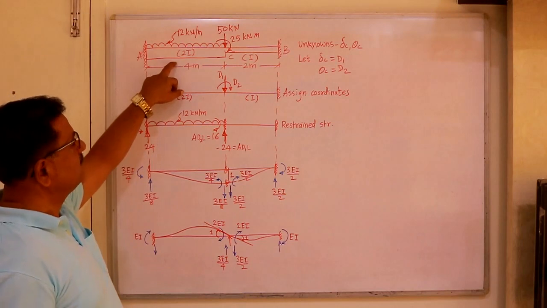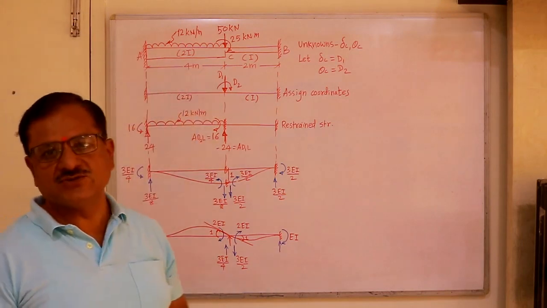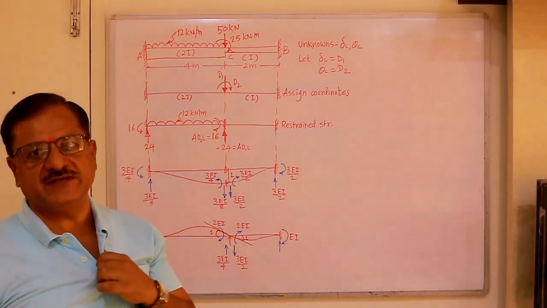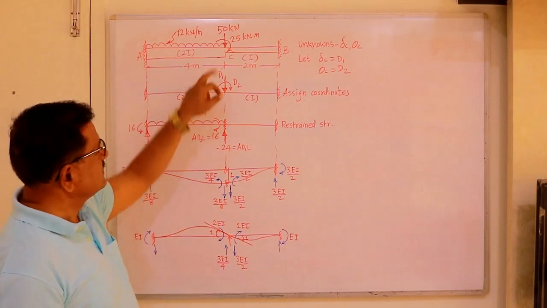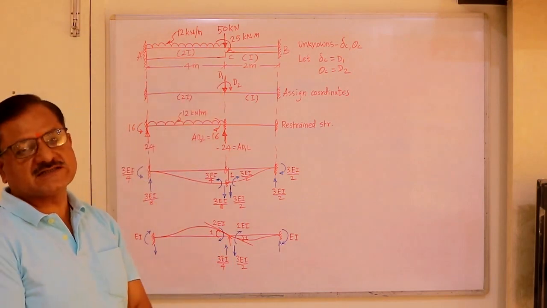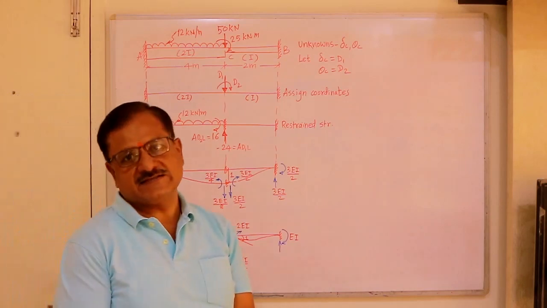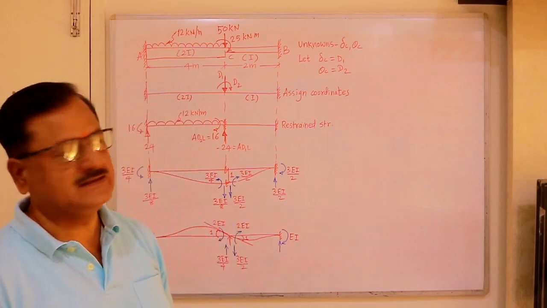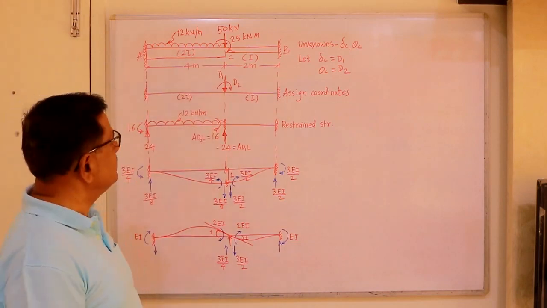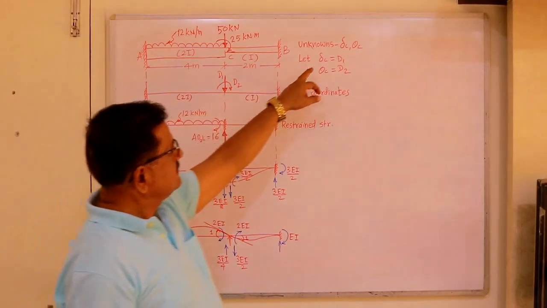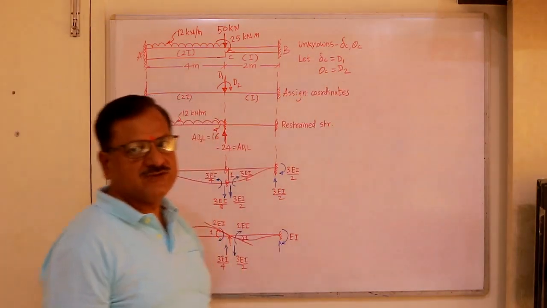Here it is 2I. Now both the ends A and B are fixed, meaning there are no unknowns at A and B. Both deflection and slope at A and B are 0, but there is a change in cross section at C. Let's consider unknowns at C: delta C and theta C, the vertical deflection at C and the rotation at C. So let delta C equal D1 and theta C equal D2.